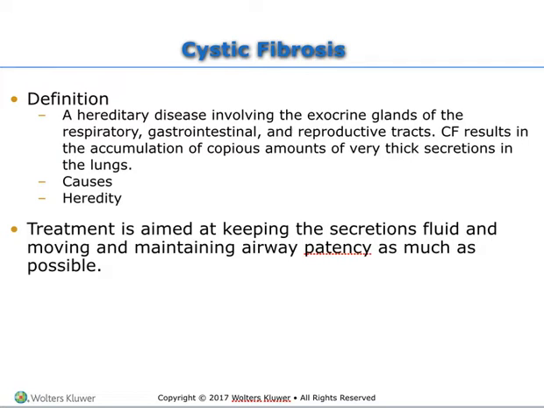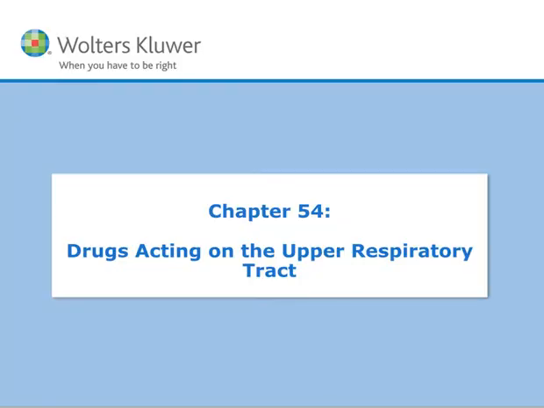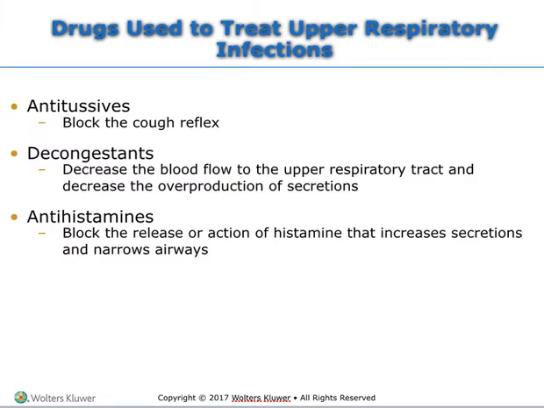Okay, so that was a little bit of a review. We're going to move forward to talk about specific drugs that we use for the upper respiratory tract. Okay. So let's talk terminology first and foremost. So there are some specific drug classes that you need to know what they do. The first one is antitussives. Those are like cough suppressants.